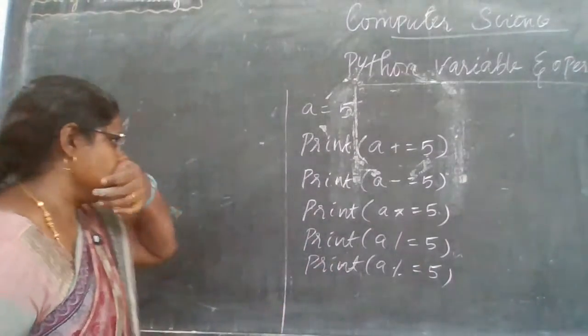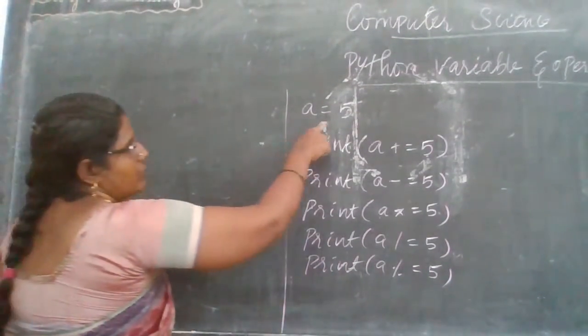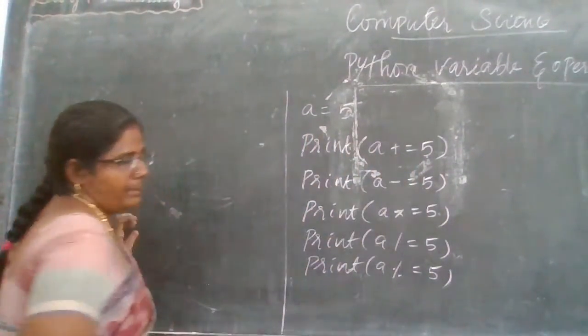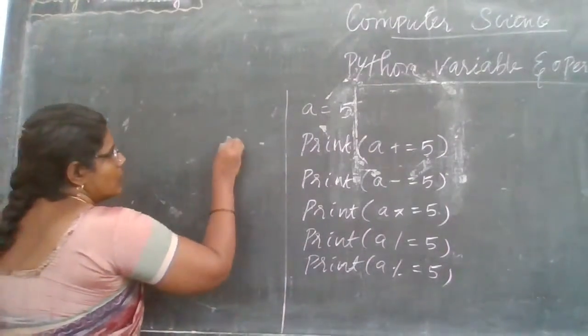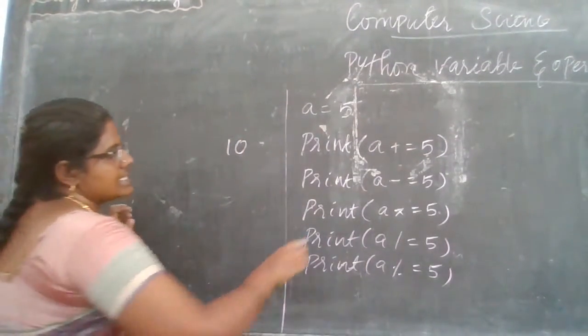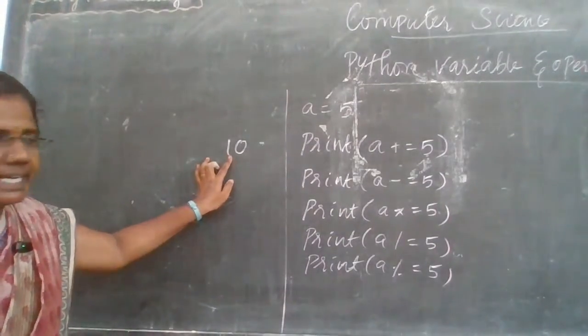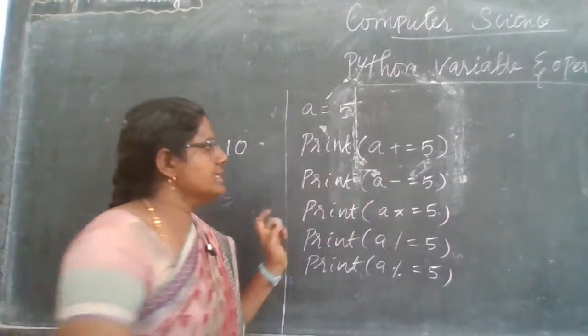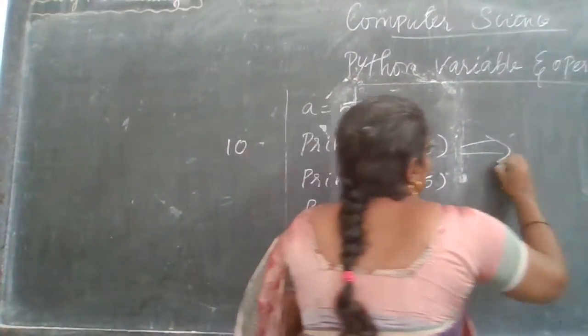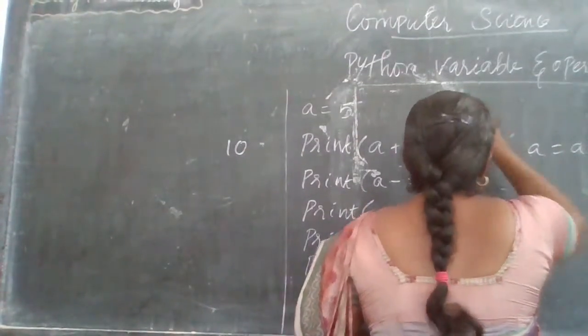Okay? Okay. Now the value of a is 5. a plus equal to 5 means 5 plus 5, 10. So the output we get for this line is 10. Next a minus equal to 5. The last value of a is 10. So 10 minus 5. That means a equal to a plus 5.